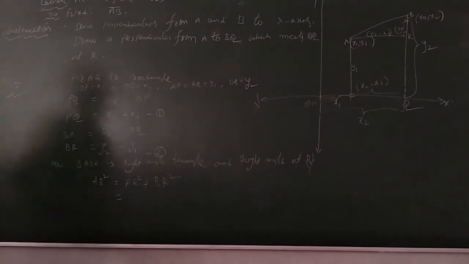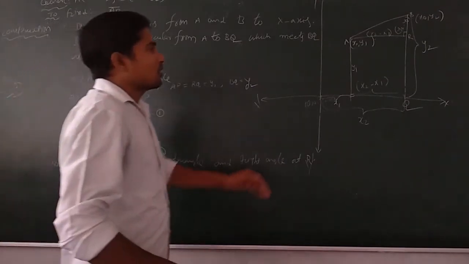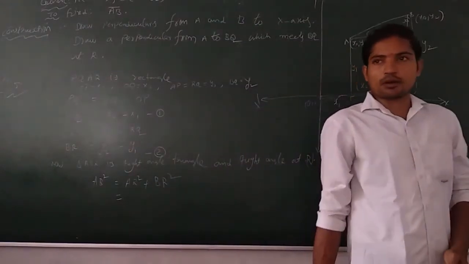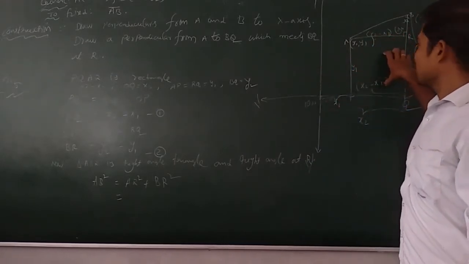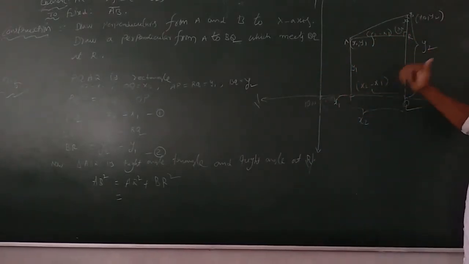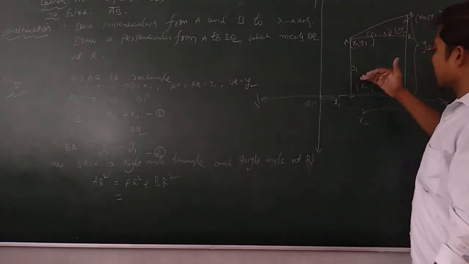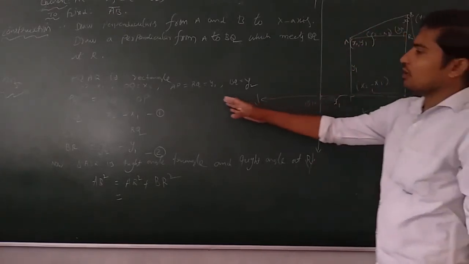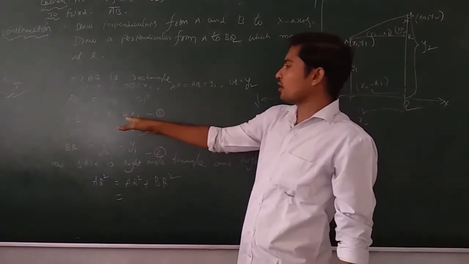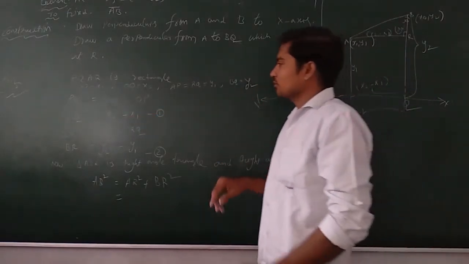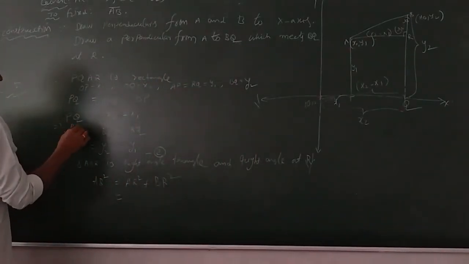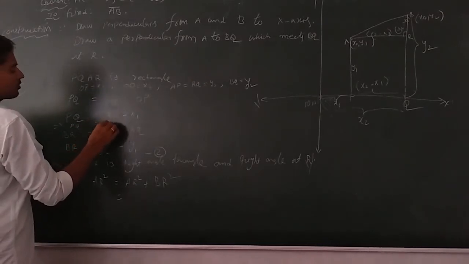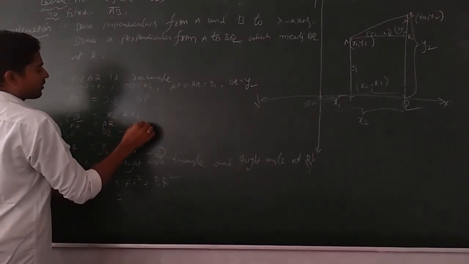AR is x2 minus x1. Try to understand one thing here. AR and PQ both are the same. Both are equal distance because they are opposite sides of a rectangle. Why? Because PQRA is a rectangle. When it is a rectangle, then opposite sides are equal. The PQ I got here is x2 minus x1, which is equal to AR, right? That implies PQ is equal to AR is equal to x2 minus x1.